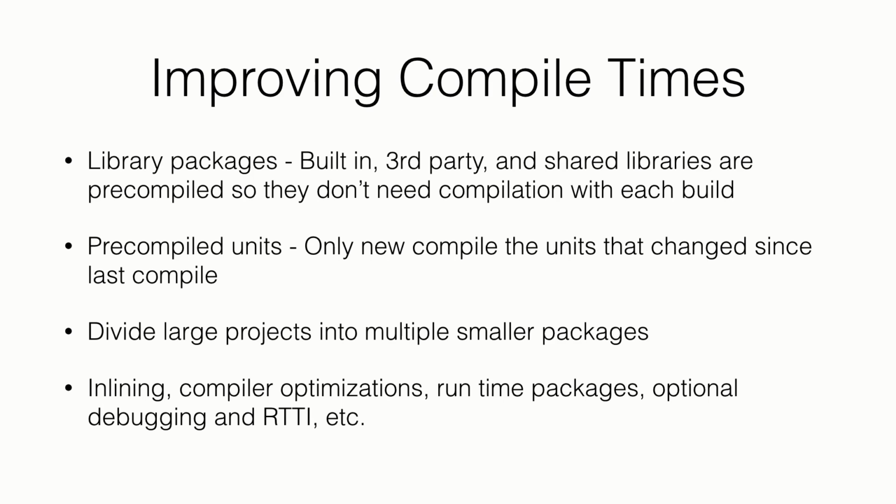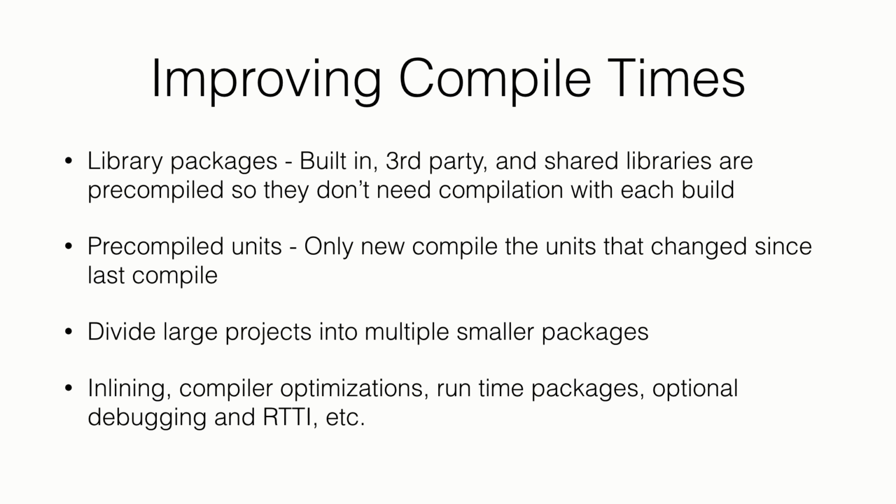A few things we can do as Delphi developers to improve our compile time is take advantage of library packages. Similarly, pre-compiled units. So if we do a compile, it only compiles the units that have changed since the last compile. You can also divide your project into multiple smaller packages. And then again, you're taking advantage of the pre-compiled package nature. Then there's a number of other compiler options you can use as far as inlining, runtime packages, etc.